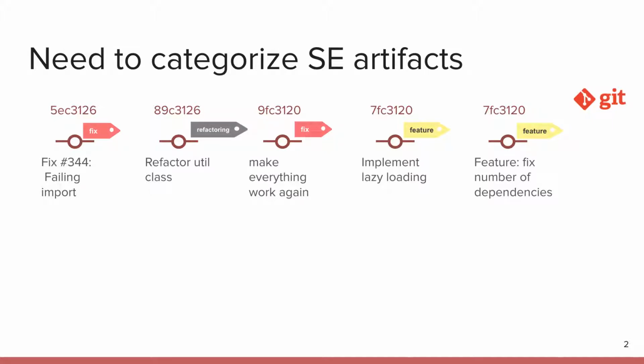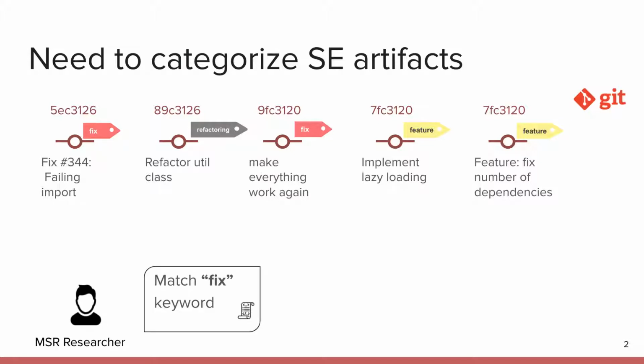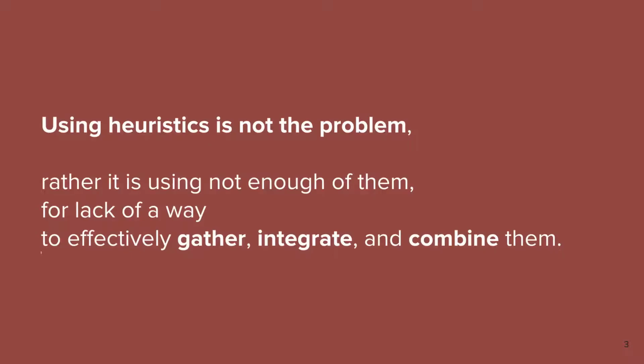Performing categorization or labeling manually is precise, but cost inefficient and does not scale well. That's why researchers come up with heuristics for automatic categorization. For the case of commit classification, such a heuristic could be, for example, matching the keyword fix. The heuristics, however, are often imprecise, and the resulting data is noisy, which impacts empirical studies based on this data and the quality of the built models. We argue that using heuristics is not the problem. Rather, it is using not enough of them for lack of a way to effectively gather, integrate, and combine them.